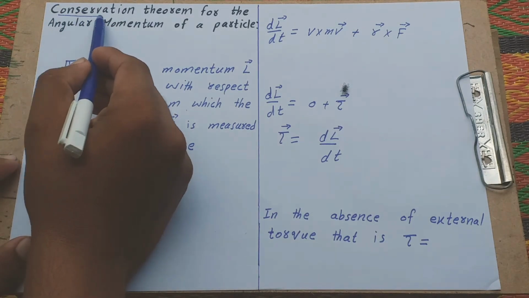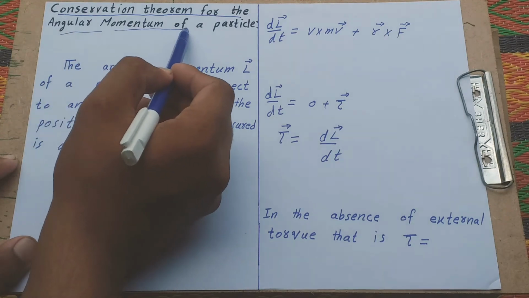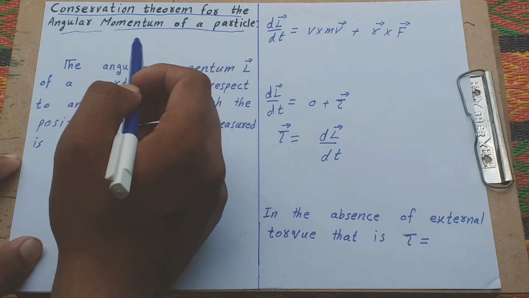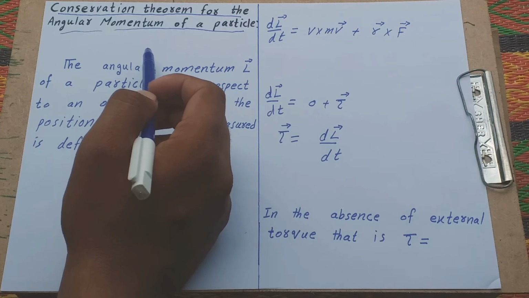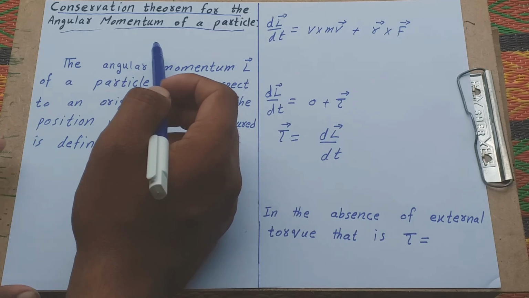Today our topic is the conservation theorem for the angular momentum of particles. It means that if angular momentum is conserved, meaning constant, then we say there is conservation of angular momentum.